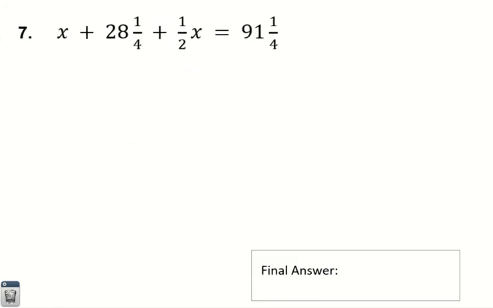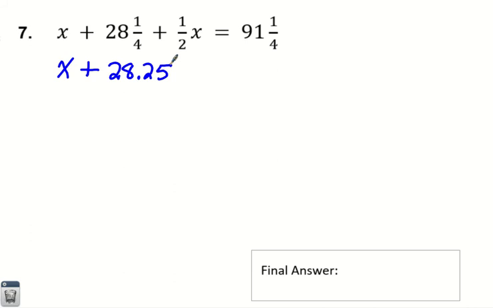Number 7. This is the kind of example where, especially if the fractions are like 28 and a fourth, 91 and 1/4, or like 1/2 x, just change them very quickly to very clean, very neat and tidy, very nice decimals. So before I do anything real, why don't we just take a moment to rewrite 28 and a fourth to just 28.25. In this case, I know I sound like a big hypocrite right now, but in this case it might be better to change these to decimals.